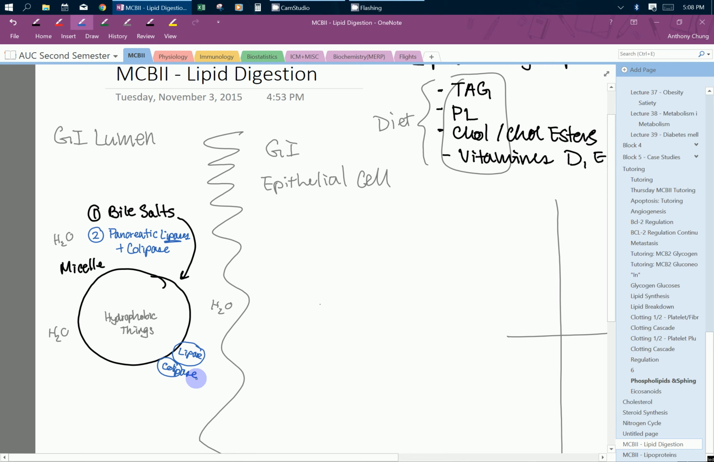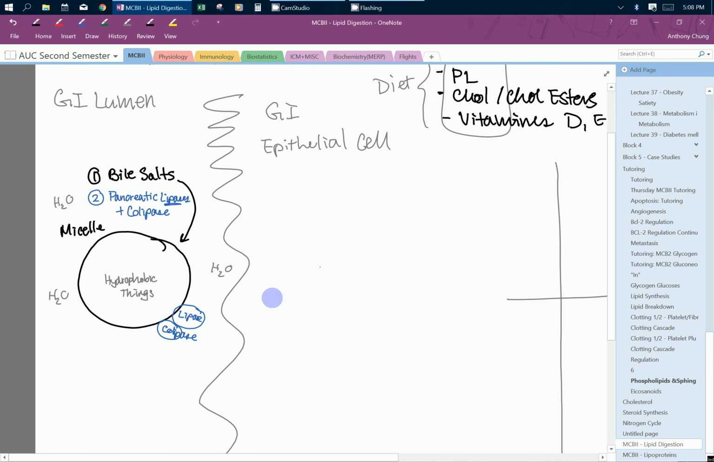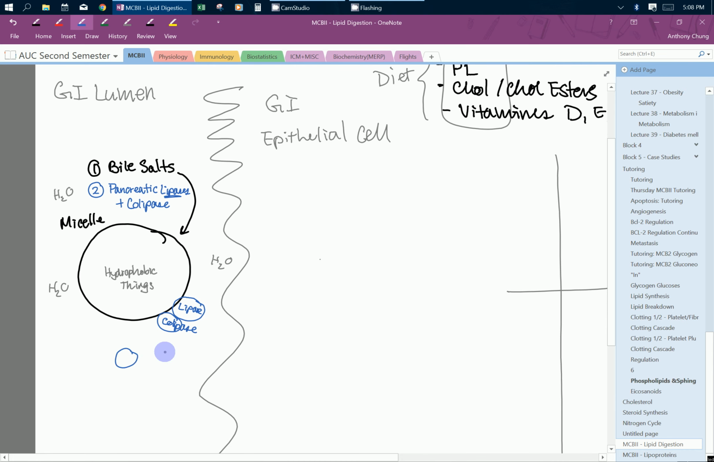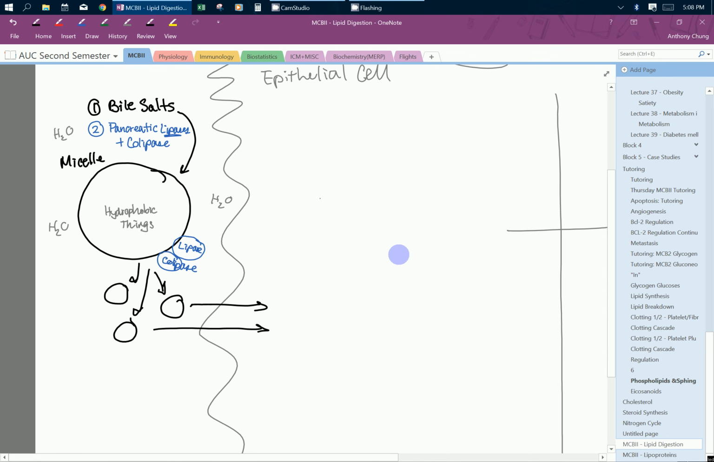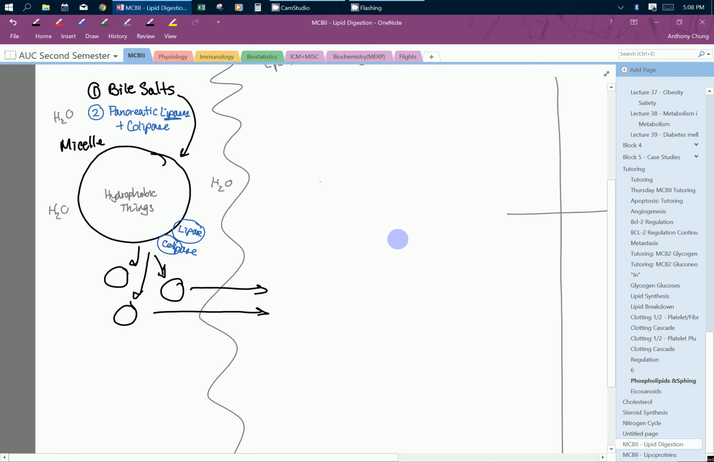Okay, so this is the general gist of it. After they digest the components in the micelle a little bit more, they're going to be a little bit more soluble, so they're going to form smaller micelles here, and then those would be able to get absorbed into the GI epithelial cells. So we're going to talk about the reactions that occur here.